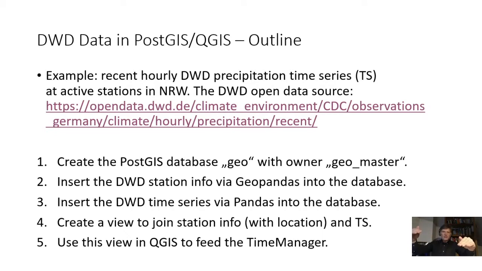And then you take the next time step, the next hour, and so on. And then you would generate a sequence of maps, which you then can export as, for example, PNG files, and produce a movie externally from the individual files.